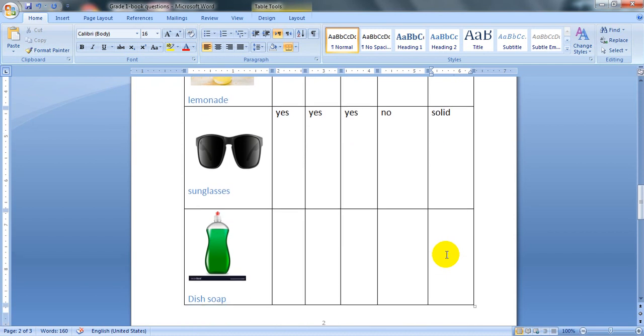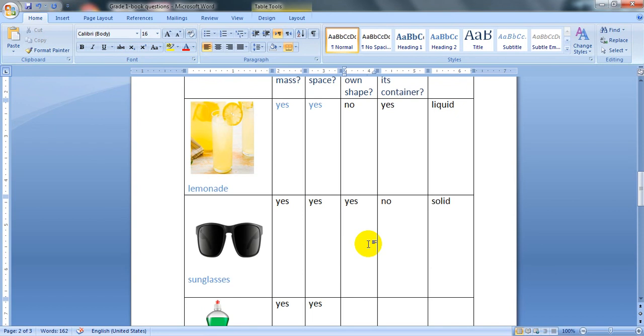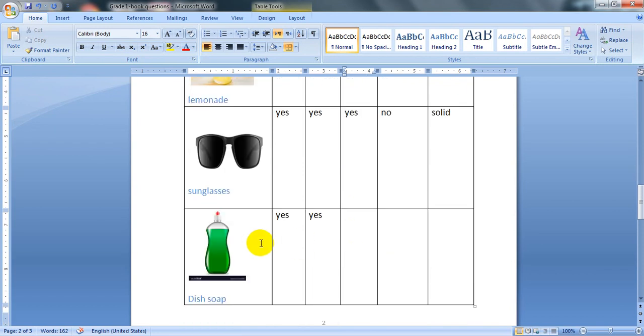Does it have mass? Yes. Does it take up space? Of course, yes. Does it have its own shape? The soap here, does it have shape? No. Does it take the shape of its container, the bottle in which it's put? Yeah.